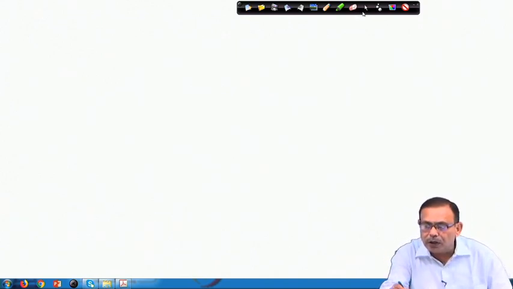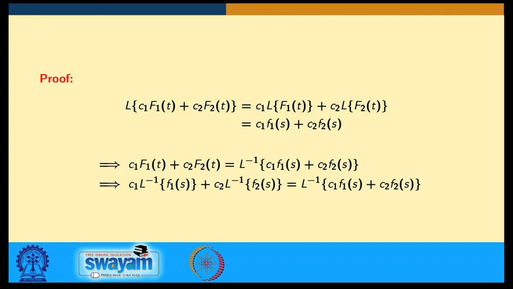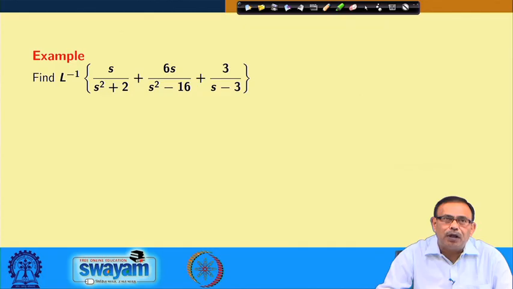So, let us go back to the other one, that is, this is the Laplace transform of this, and from here you are writing C1 f1(t) plus C2 f2(t) equals Laplace inverse of C1 F1(s) plus C2 F2(s). From here you are writing this point, the last line which we have already written over here.